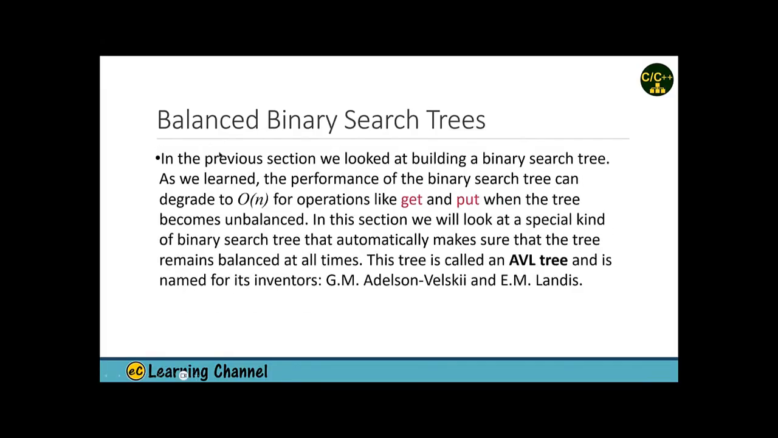In the previous section, we looked into building the binary search tree. As we learned, the performance of a binary tree can be order of n in the worst case if it's unbalanced. If it's balanced, it will be order log n. So there is a tree called the AVL tree to keep it balanced.